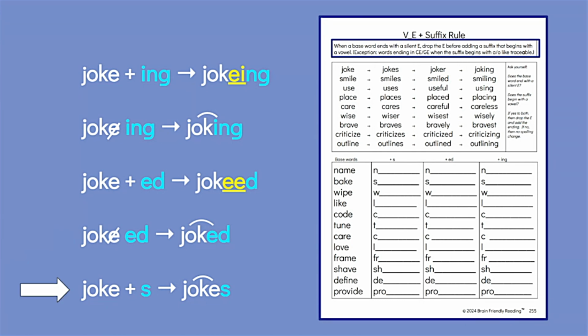When we add a suffix that doesn't start with a vowel, such as S, we can just add it to the end of the word. The S does not create a vowel team, so the E can still jump and do its job.